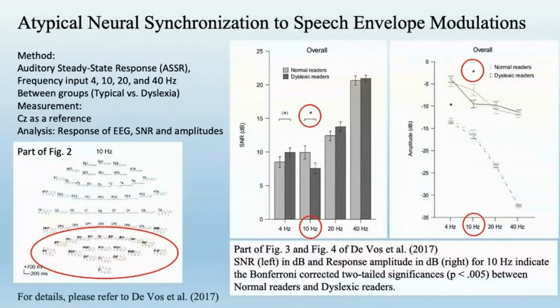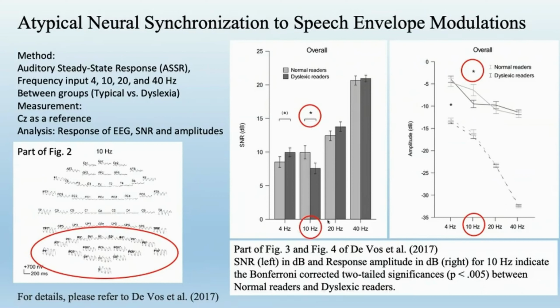Another interesting study is about using speech envelope modulation input to the ears. In this experimental study, they used 4 hertz, 10 hertz, 20 hertz, and 40 hertz, with a between-group design of typical readers and dyslexia. When measuring the brain response to these four frequencies, they found that the elevated amplitude of the brain wave is mostly associated with the back side.